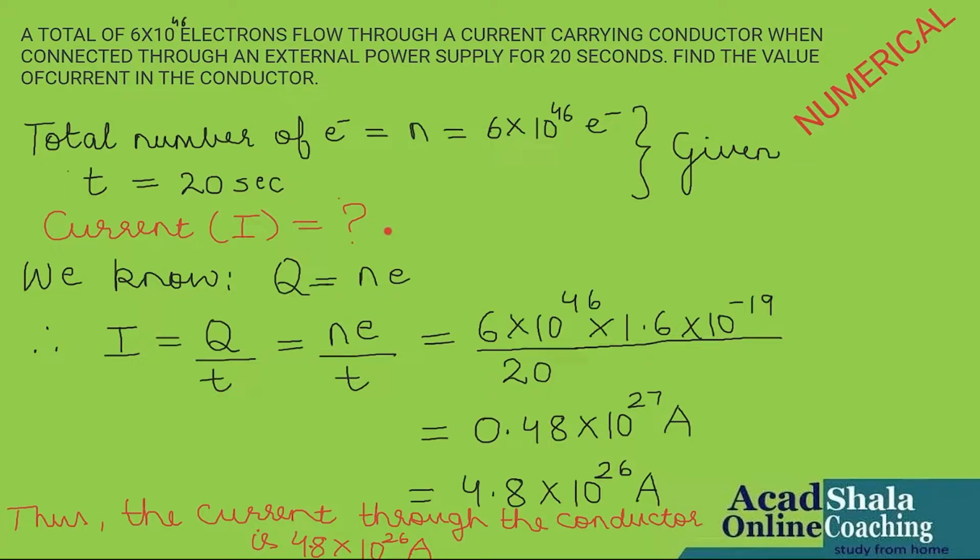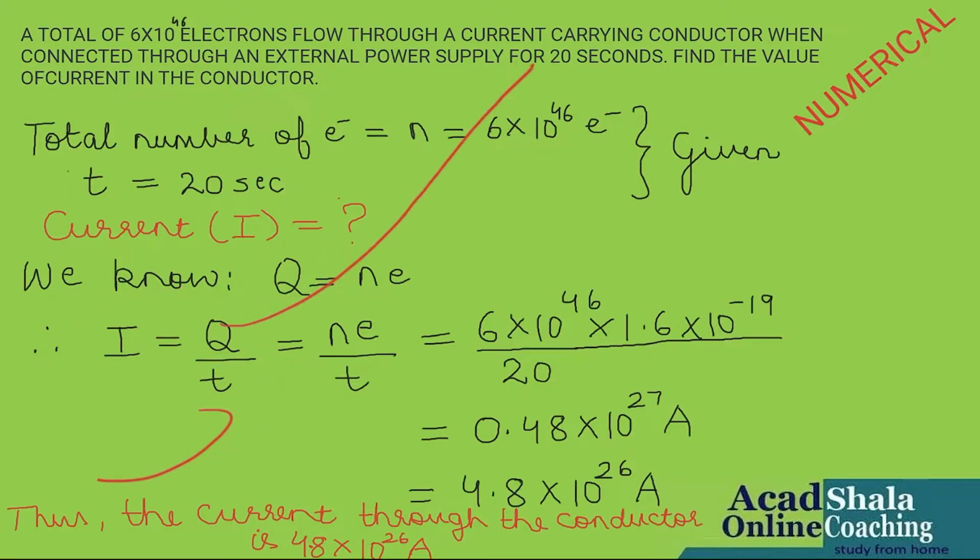But this numerical is very smart. How? They are telling me to use the two formulae. Are you seeing it over here, children? Yes. I know Q also, I know I also. So I is equal to Q upon T.